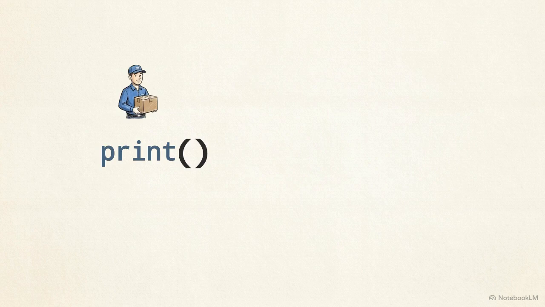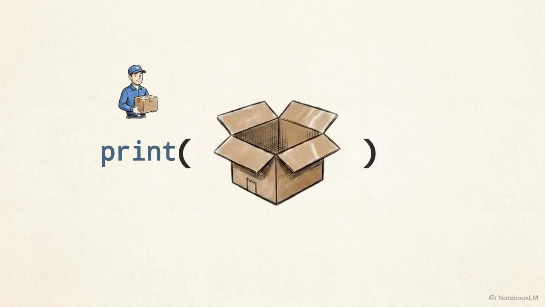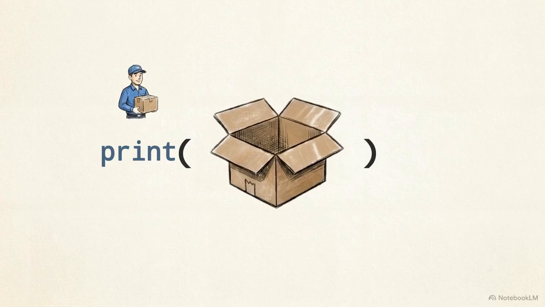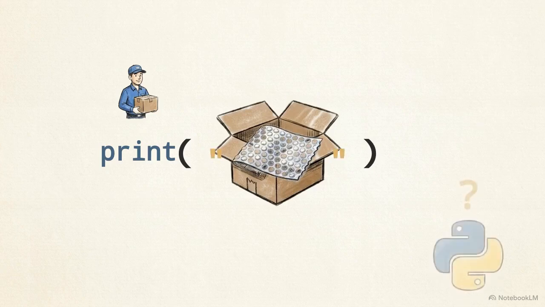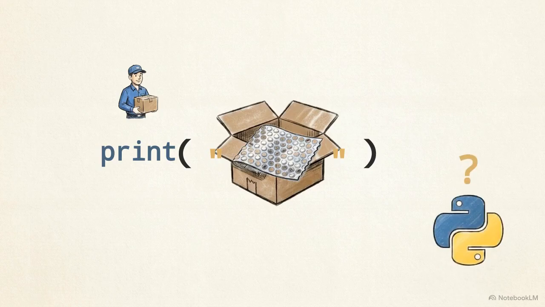Next, we add open and closed parentheses right after the word. Think of these brackets as the physical cardboard box provided by the delivery guy. Whatever message we want to send has to go safely inside this box. Inside that box, we add quotation marks. These act like protective bubble wrap.